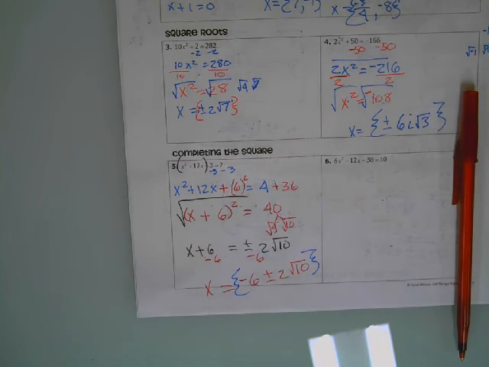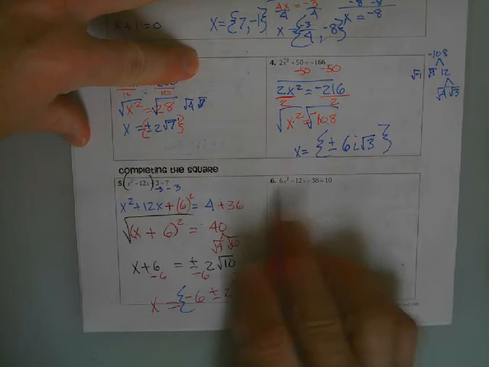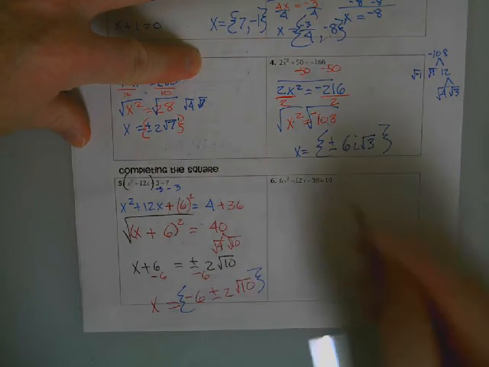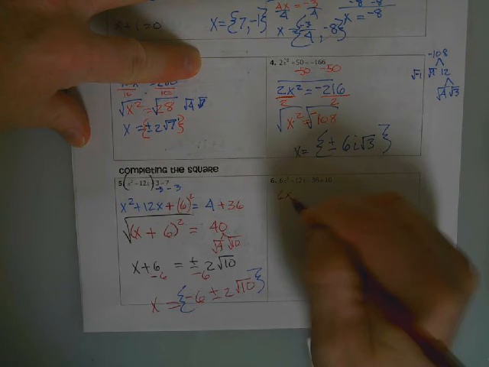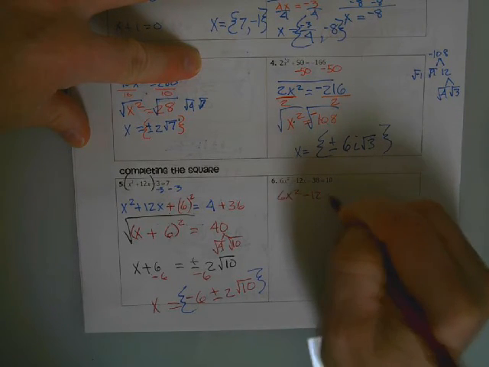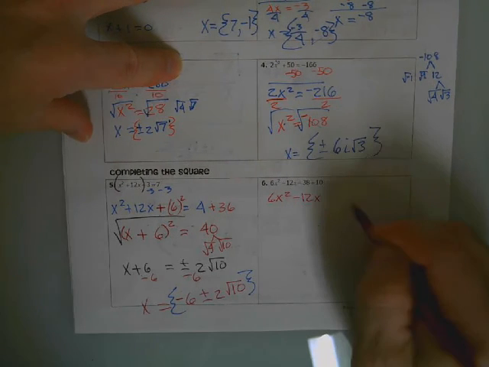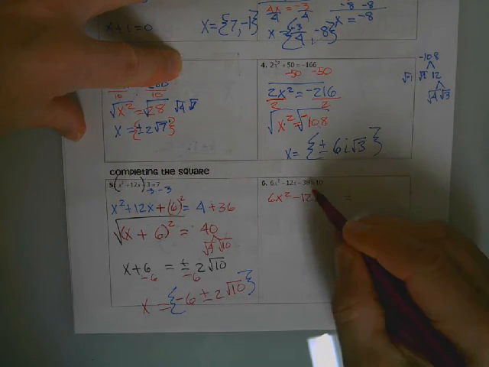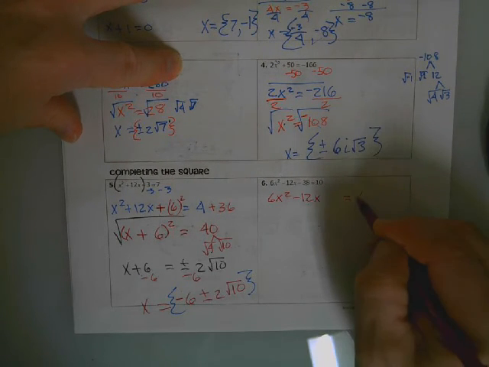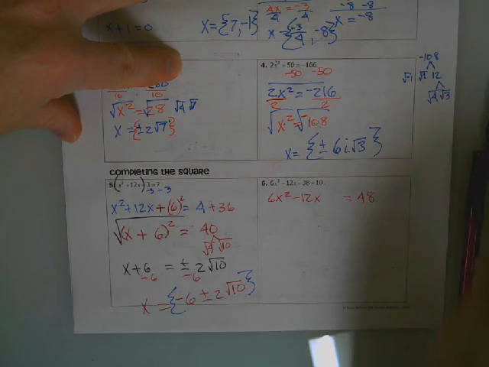Not 5. 4, 5. Okay, so we want to get just the x terms on one side. So that's 6x squared minus 12x. I'm going to leave a space there, and I'm moving the 38 to the opposite side. So I'm adding 38 to 10, gives me 48. Any questions there?